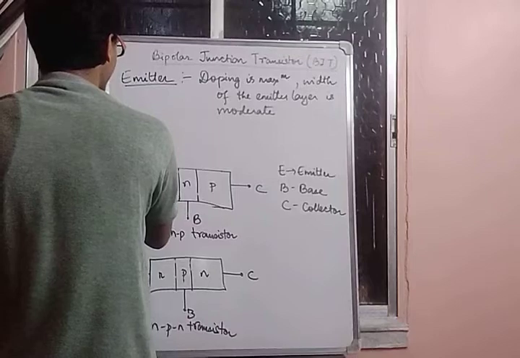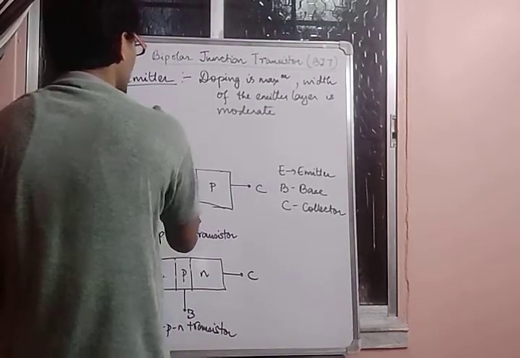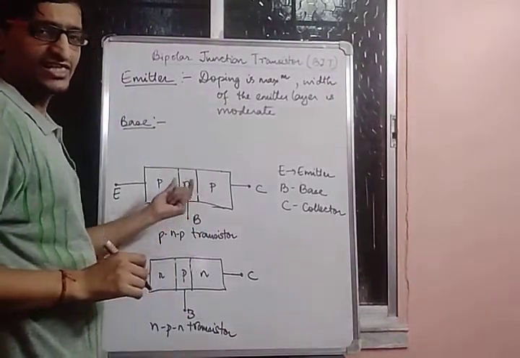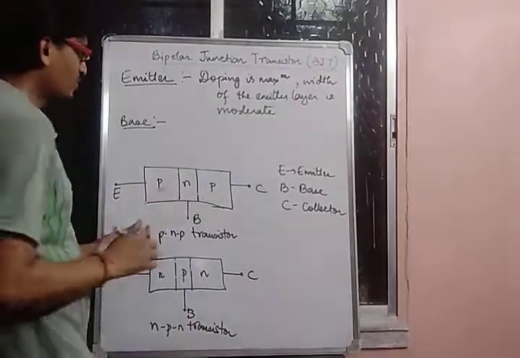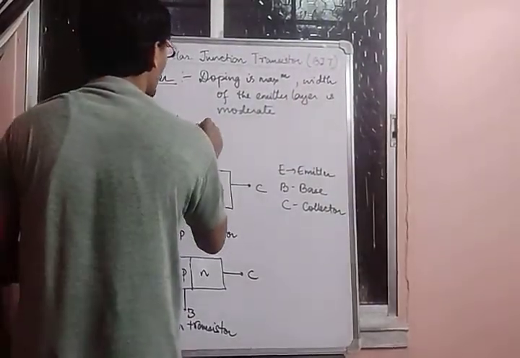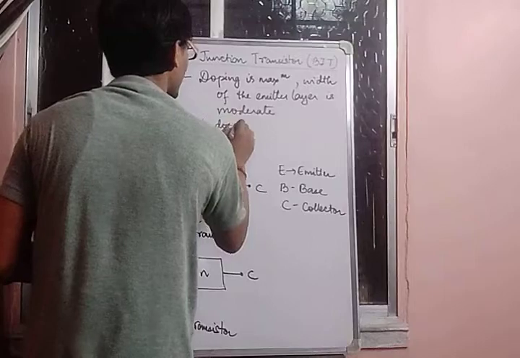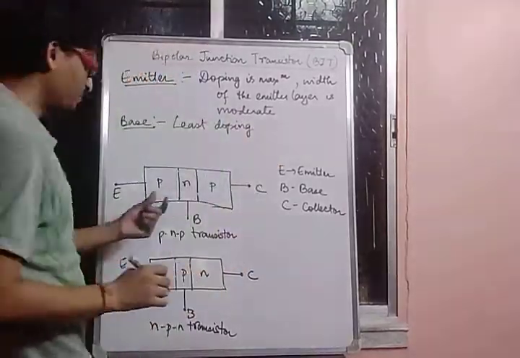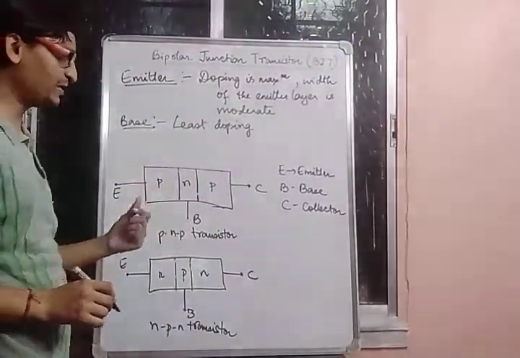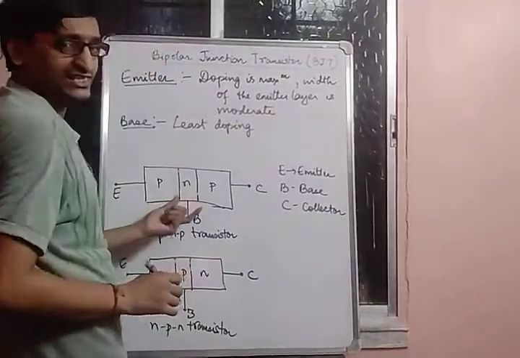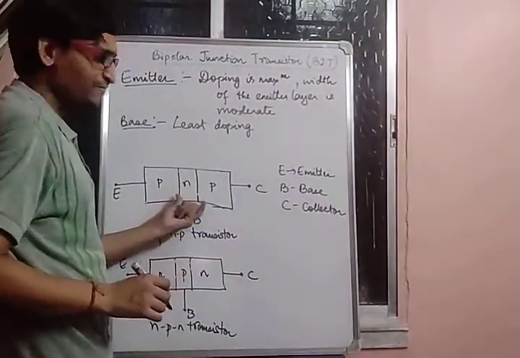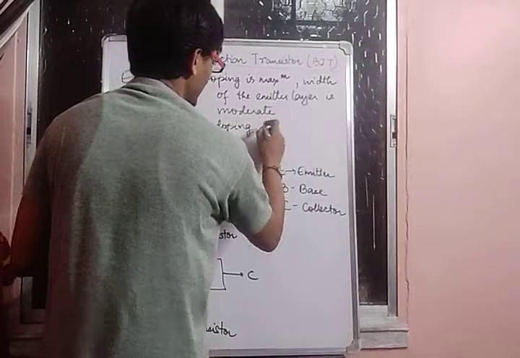As far as base region is concerned, in your base region the doping is minimum. Least doping, or doping is minimum, whatever you can say. So in case of your base region, your doping should be minimum, as well as the width. Width will also be less, minimum rather.